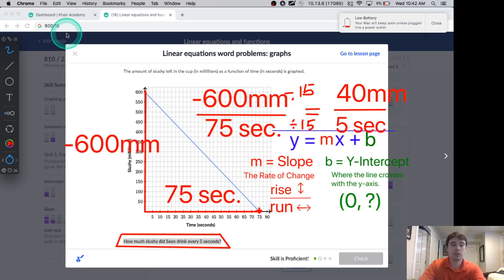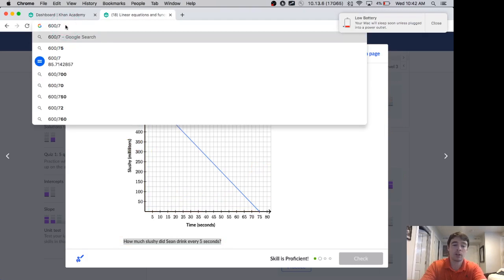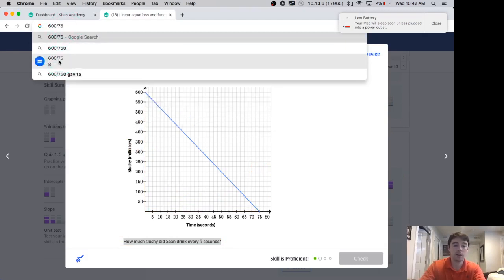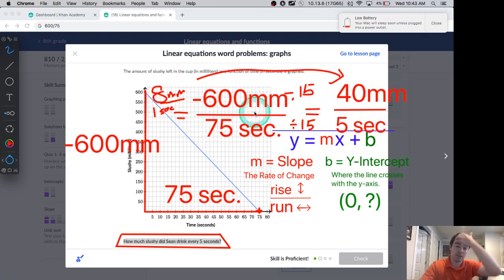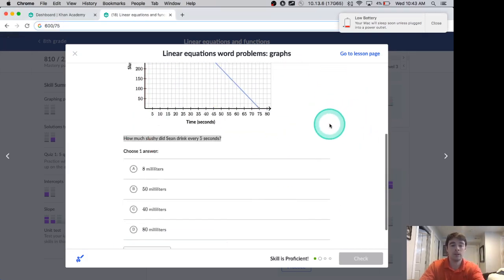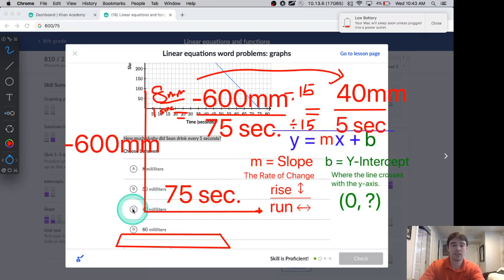Another way around, you could have just done 600 divided by 75, and that would have got you to your unit rate. 600 divided by 75 tells us the real slope here is ultimately 8 millimeters. So if I just did the division, 8 millimeters every 1 second, and 8 millimeters every 1 second when I multiply by 5 tells me 40 millimeters every 5 seconds. So a couple ways that I could have taken this slope of 600 over 75 and figured out how much every 5 seconds. Again, there's my work, 40 millimeters every 5 seconds, and I see that it lines up with answer choice C.